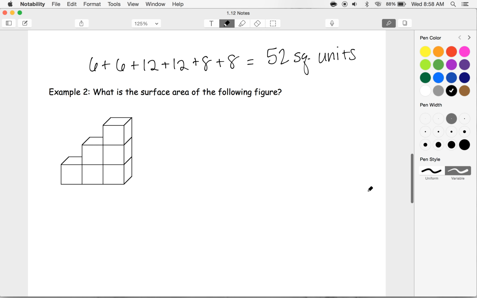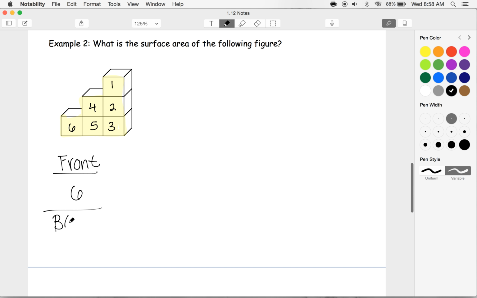All right, so next one, what is the surface area of this figure? This one's kind of interesting because we have kind of strange faces. We have something like this. So let's take a look at my front. What's the front of this going to be? Well, because it's not really a shape, I'm just going to count. 1, 2, 3, 4, 5, 6. So that's going to be 6 units. And I know this shape's going to have a back too, and that's also going to be 6 units. Okay?